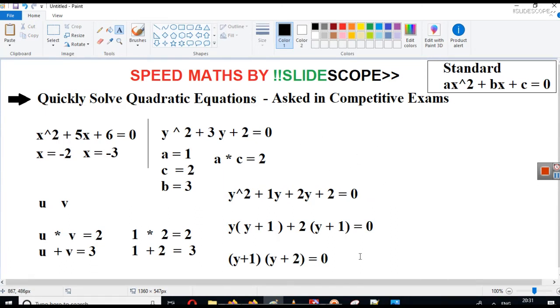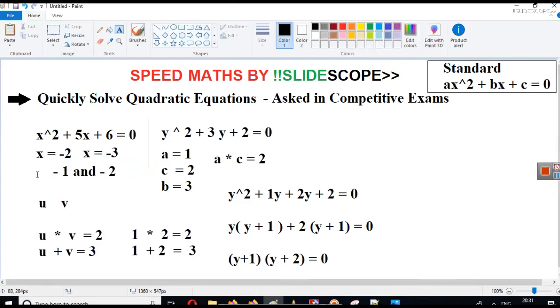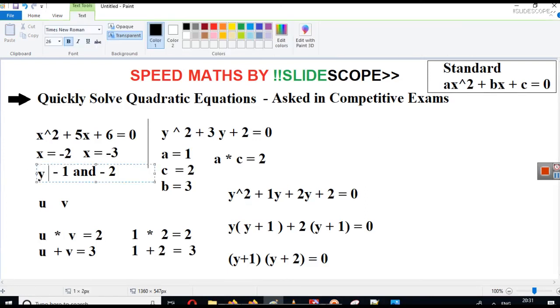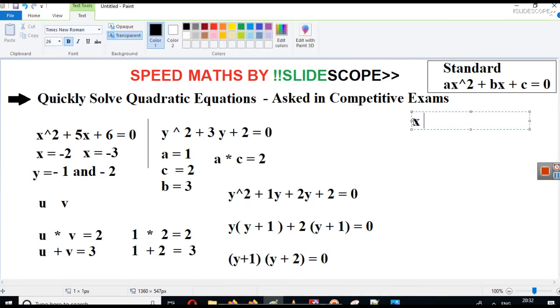Hence the roots will be minus 1 and minus 2. Now we can write this here and we can compare it with the first part, and this is y here. Y is equal to minus 1 or y is equal to minus 2. Now write x here and y here.